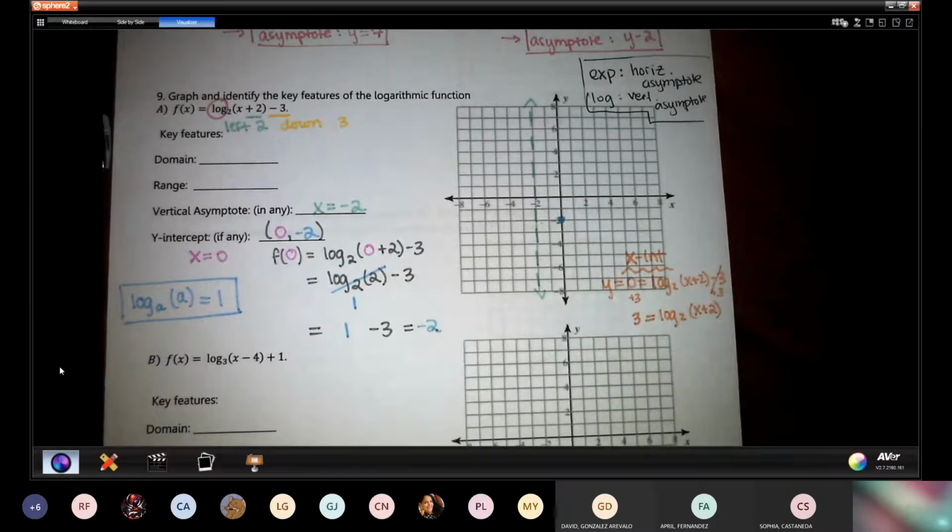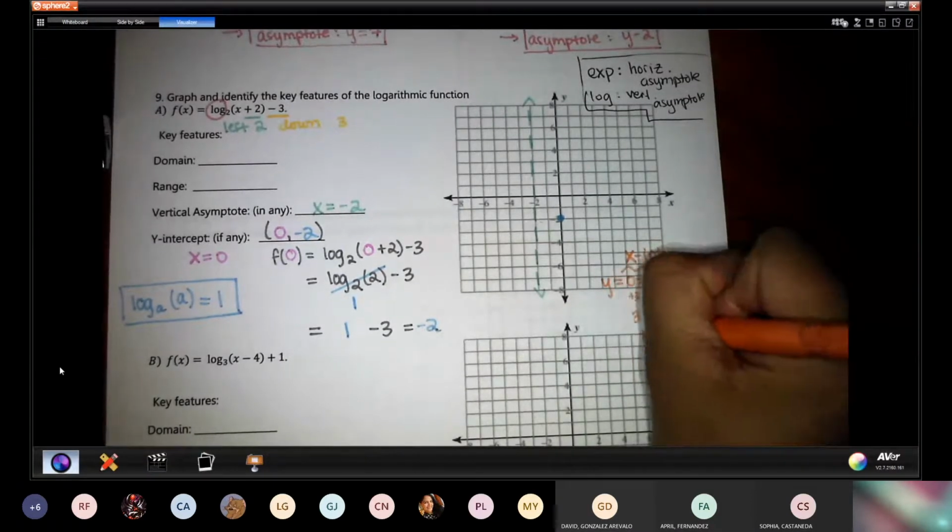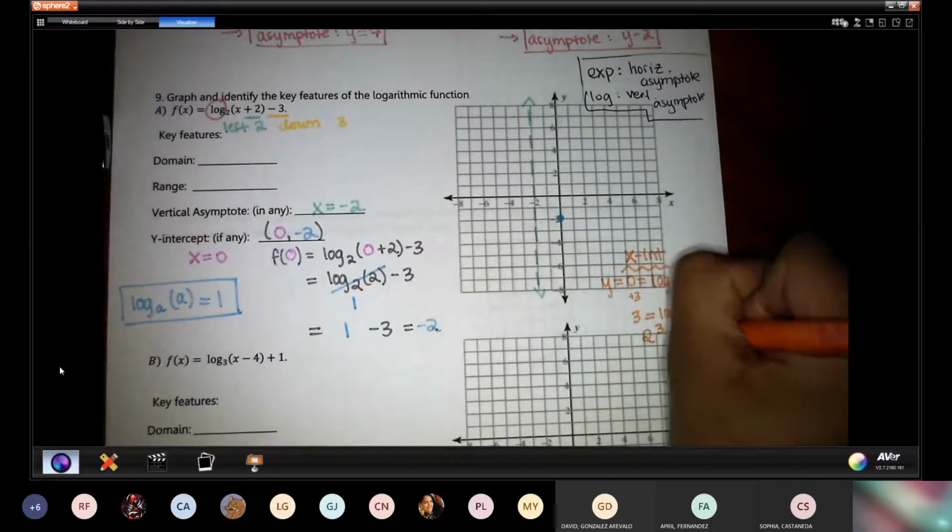Great. Okay. And from here, y'all really haven't done logs. I'm not sure how she wanted you to learn this, but you're going to try your best. Okay. So we need to know what a log means. In exponential form it is 2 to the 3rd power equals x plus 2.